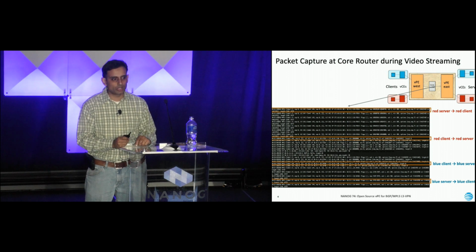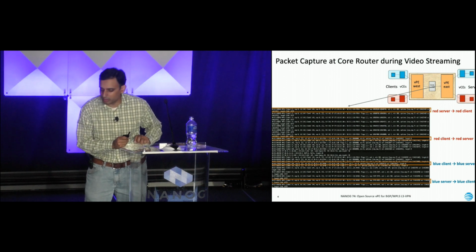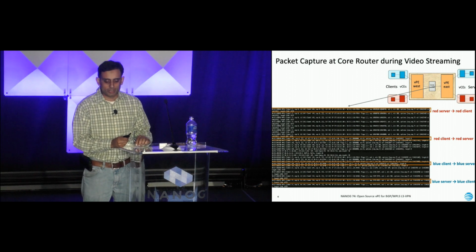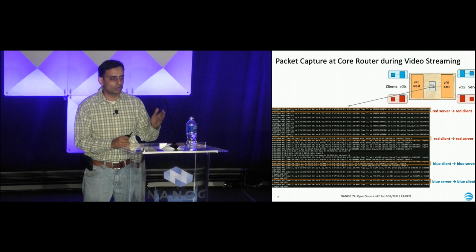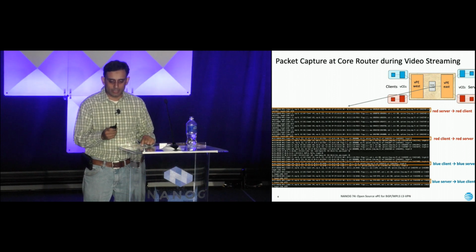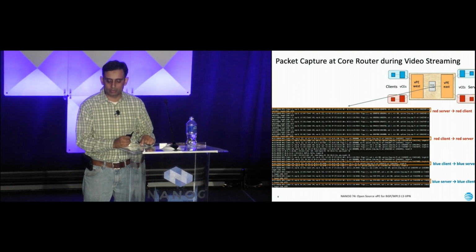The first one is going from red server to the red client. The thing that you need to note here is, and I don't know how well it is visible, that this is a packet that has 2 MPLS labels. The outermost label is for the loopback of VPE West, which is the egress for traffic going to the client. And the inner label 145 corresponds to the red VRF on VPE West.